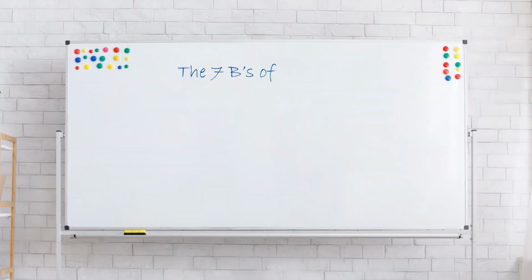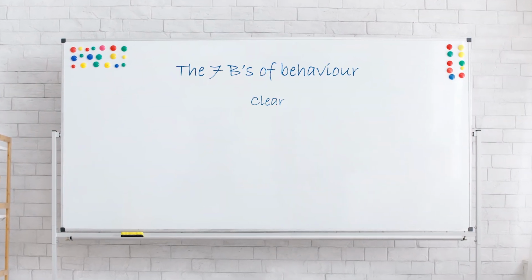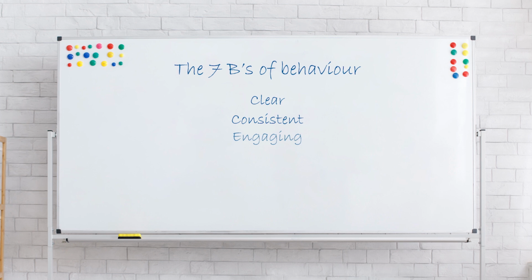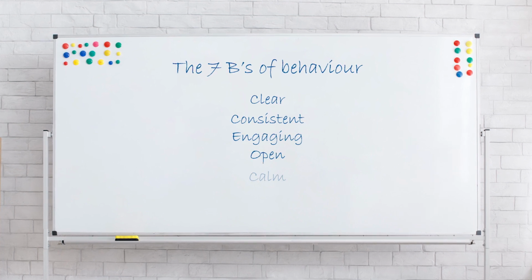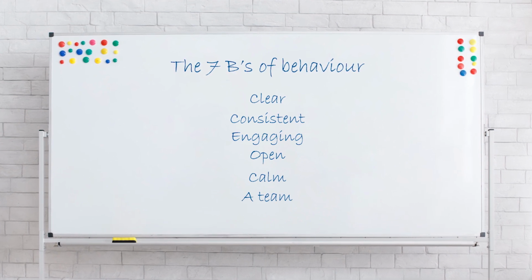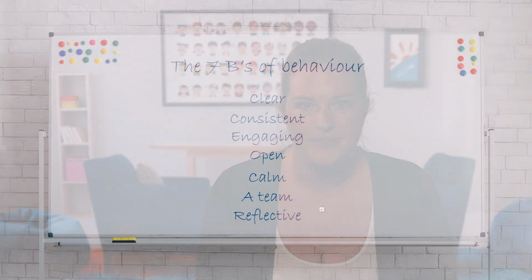So we're now going to go through the 7 B's to maintain good behaviour. Be clear, be consistent, be engaging, be open, be calm, be a team, and be reflective. So step 1, be clear.